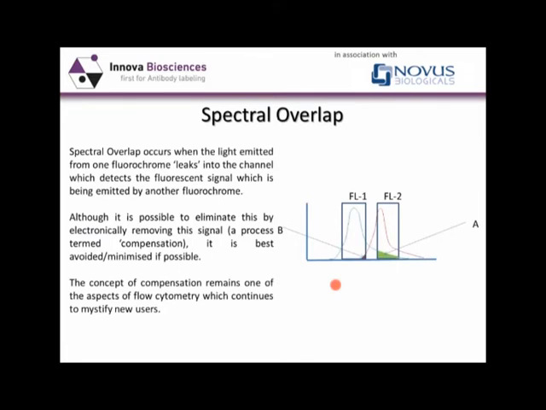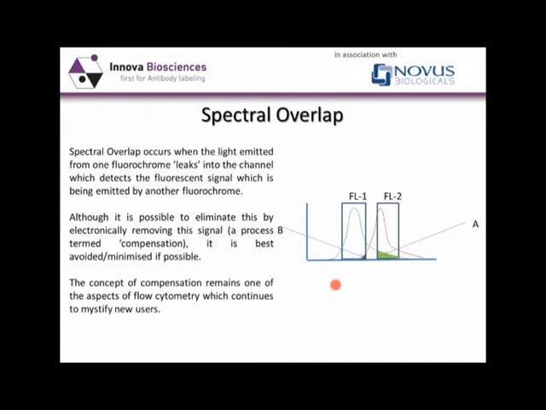Okay, another piece of terminology which you may come across is spectral overlap. And actually this feeds into the concept of compensation. My experience is that compensation remains one of the aspects of flow cytometry which continues to mystify new users. But essentially the concept is pretty simple. So what is spectral overlap? Well, spectral overlap occurs when the light emitted from one fluorochrome leaks into the channel which detects the fluorescent signal which is being emitted by another fluorochrome.